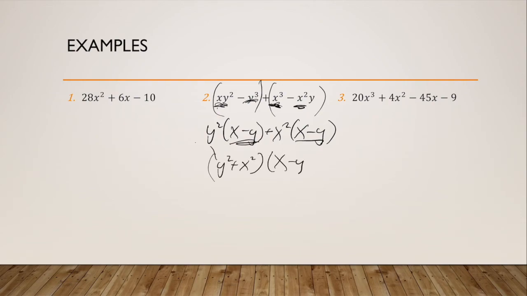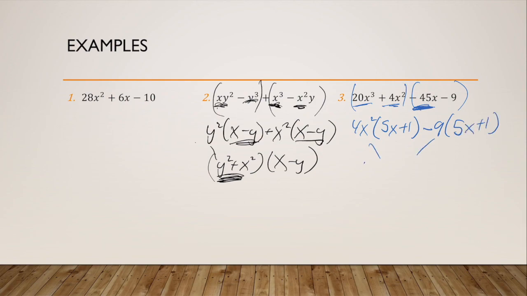For example 3, I factor by grouping. The greatest common factor of 20x squared and 4x squared is 4x squared. Got 4x squared times 5x plus 1. The greatest common factor of a negative 45x and a negative 9 is negative 9. We don't like negative leading coefficients. I've got 4x squared minus 9 times 5x plus 1. This is the difference of two squares, right? My a is 2x, my b is 3, so this is going to factor to 2x plus 3 times 2x minus 3, and I still have my 5x plus 1.